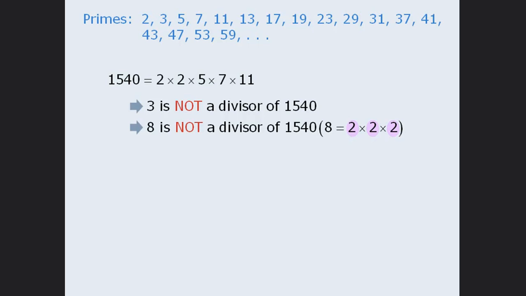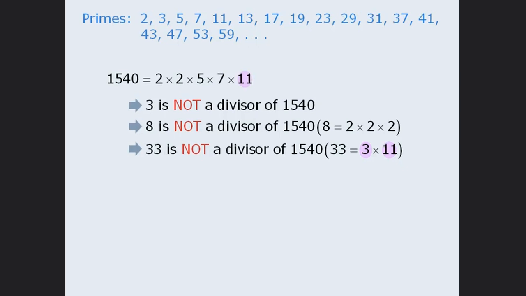So for 8 to be a divisor of 1540, there would need to be 3 2's hiding within the prime factorization. Since the prime factorization has only 2 2's, we know that 8 is not a divisor. One last example. 33 is not a divisor of 1540, since 33 is equal to 3 times 11, and the prime factorization of 1540 does not include a 3 and an 11.